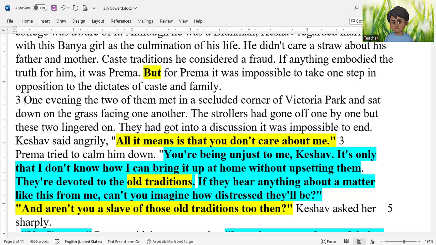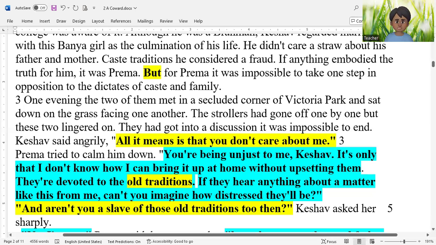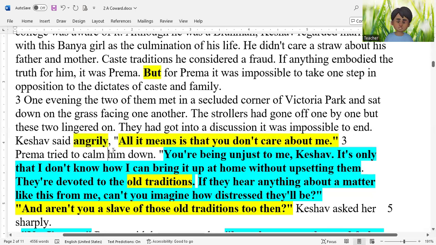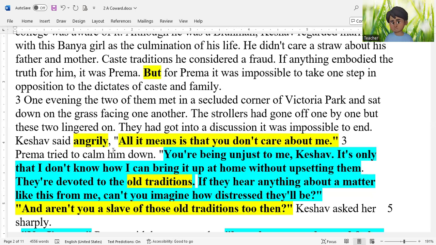They had got into a discussion it was impossible to end. Keshav said angrily. Now mark this word, because this is the first time in the story where you see the nature of this character. Now, under the heading characters, you earlier noted down the name of Keshav. Now, under Keshav, please note down, he is an angry boy. Note down in your copy, Keshav is angry and violent. And do you realize this is in the nature of most young boys? They become angry when they are denied what they want to get.